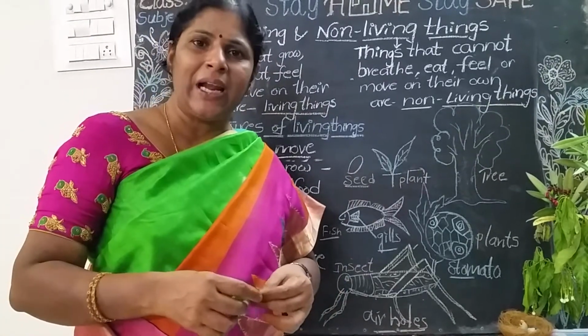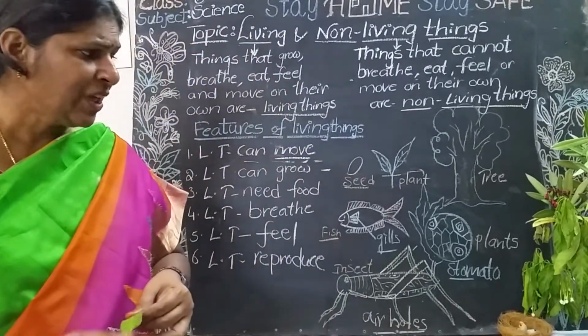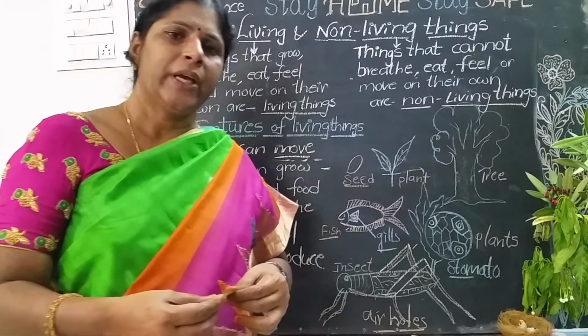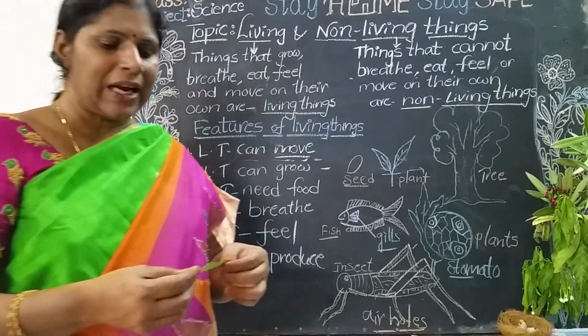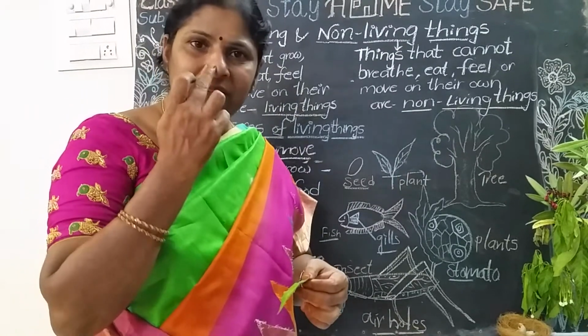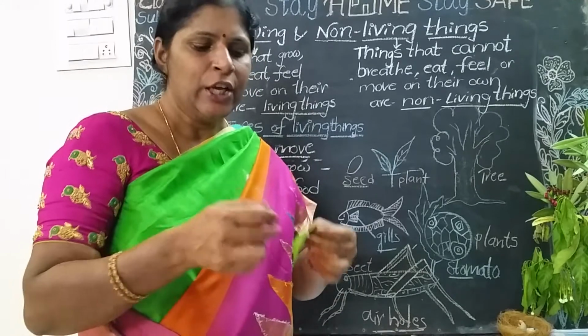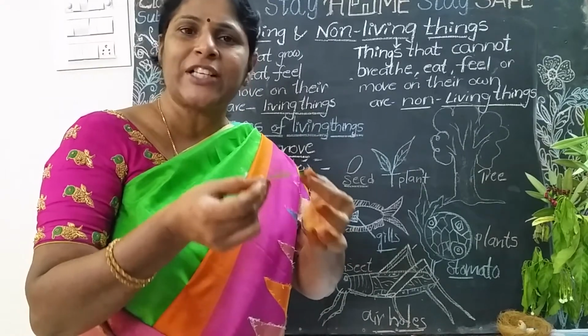Okay, what are the lungs of the plant? Stomata are the lungs of the plant. We too breathe with the help of the nose. The air slowly reaches the lungs. So plants breathe through the stomata.